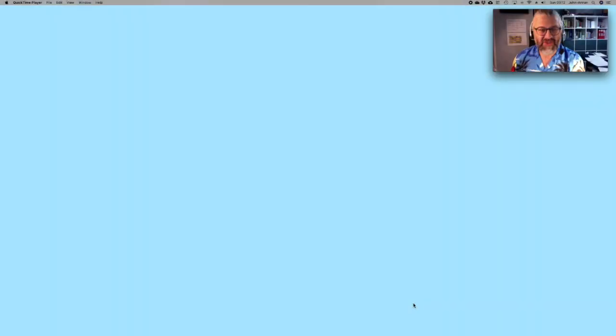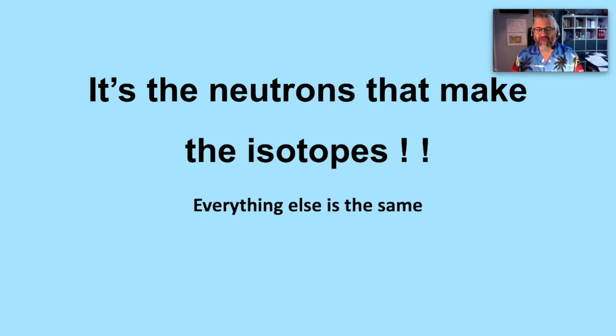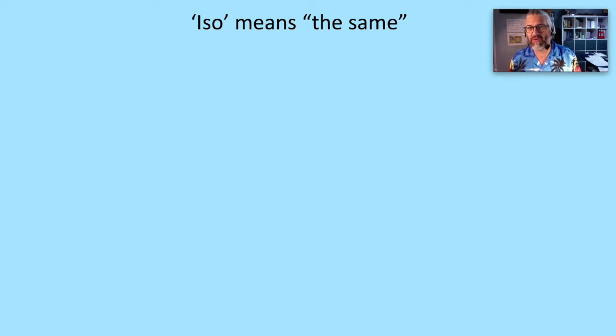Okay, so for the second video of this morning, we are going to look at isotopes. Something I want you to remember is that it's the neutrons that make the isotopes. Everything else is the same. Iso at the front of a word means the same. So I'm going to introduce the revolutionary new way of explaining this using the isodog.